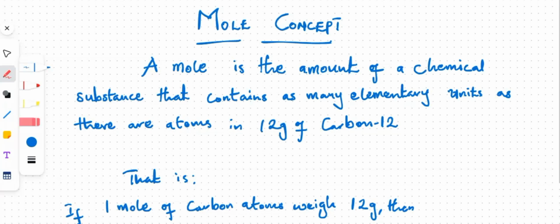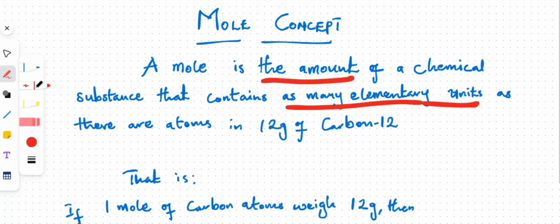So what is a mole? We say a mole is the amount of a chemical substance that contains as many elementary units as there are atoms in 12 grams of carbon-12. So the keyword here is "as many elementary units." And it's the amount of a chemical substance, so "amount" is another keyword. A mole is the amount of a chemical substance that contains as many elementary units as there are atoms in 12 grams of carbon-12.